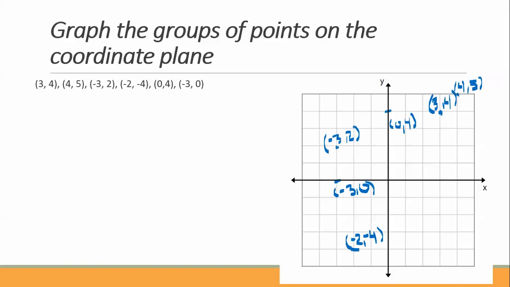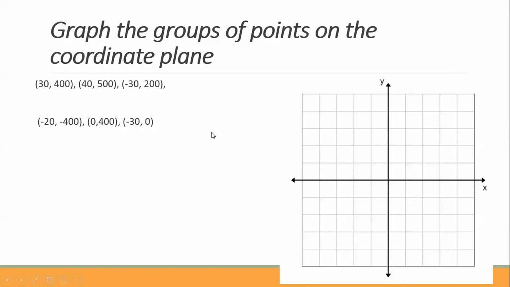In this one that we just finished, we assumed that the increments were 1 on the x values and 1 on the y values. Again, just like our number lines, we could have different increments. So here, let's make the x increment not 1, but 10, because all the x values are multiples of 10: 30, 40, negative 30, negative 20, 0, and 30.